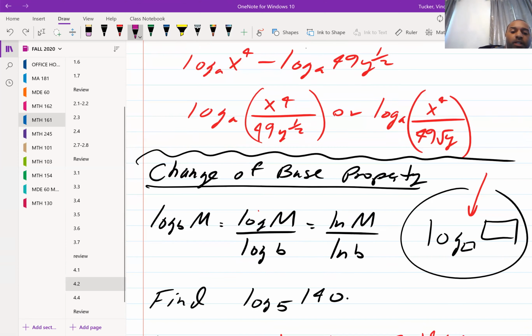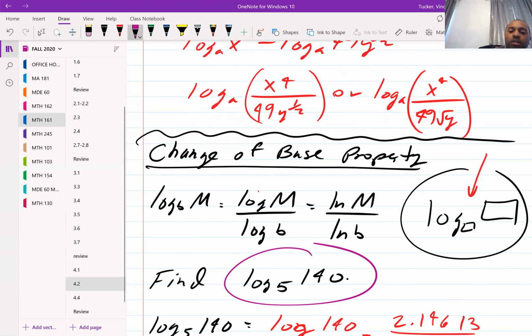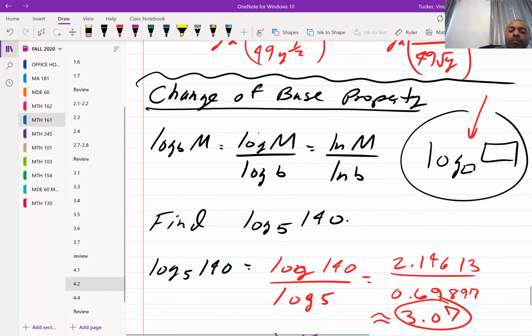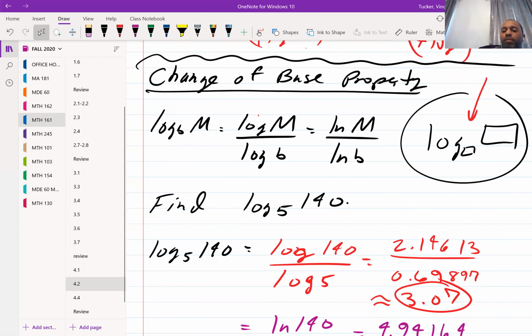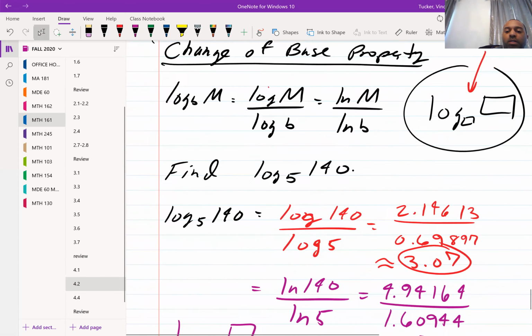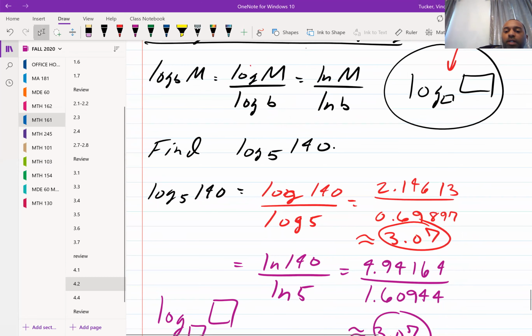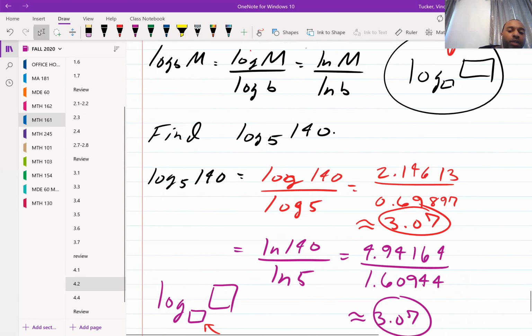So let's say we did log base 5 of 140. If I decide to use common log, I would do log of 140 over log of 5. That would give me 2.14613 on top, 0.69897 on bottom, which would simplify to 3.07. Now, if I decided to use the natural log, I would get different numbers in the numerator and denominator, but I still get 3.07 when everything's said and done.